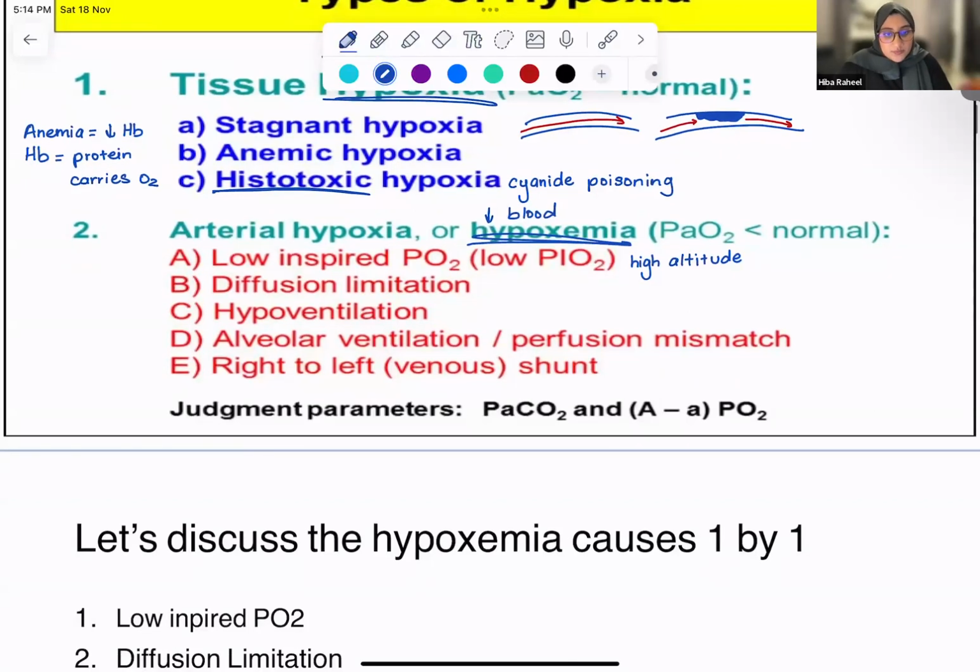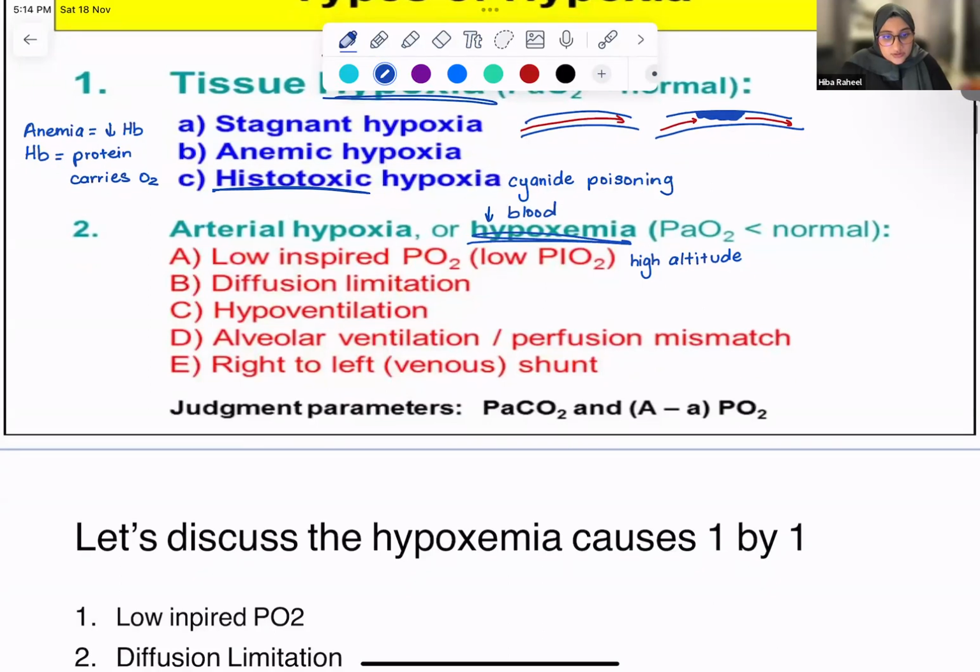Next, diffusion limitation. For you to understand what diffusion limitation is, we have to understand what pulmonary diffusion is. So what is pulmonary diffusion? Pulmonary diffusion is basically the diffusion of gases, the gas exchange that is occurring at the alveolar level in our lungs. So oxygen goes from the alveoli into the blood, and carbon dioxide goes from the blood into the alveoli. So I'll draw that for you here.